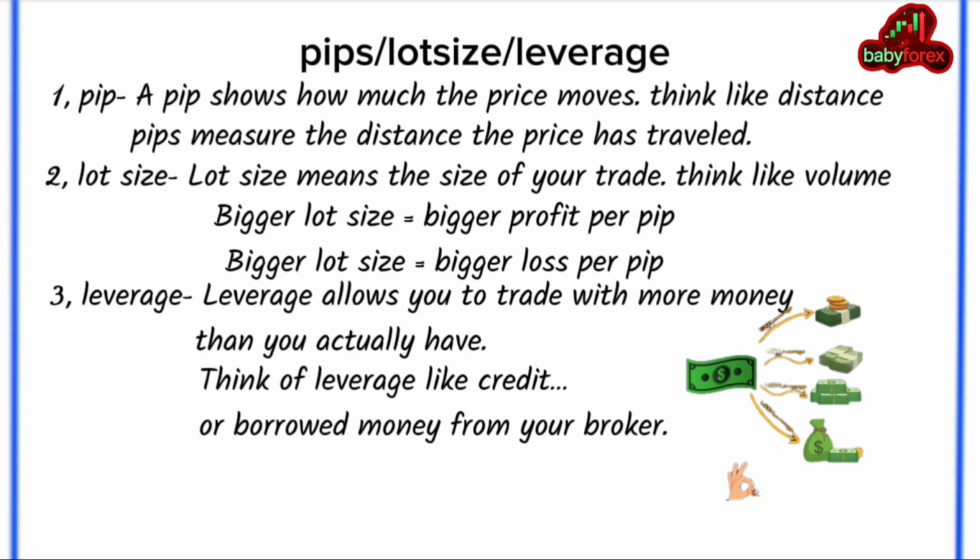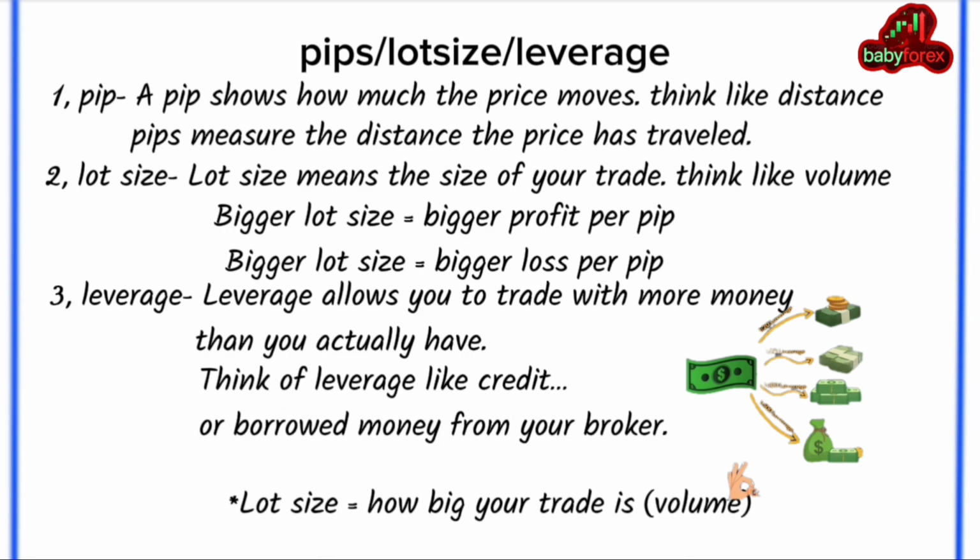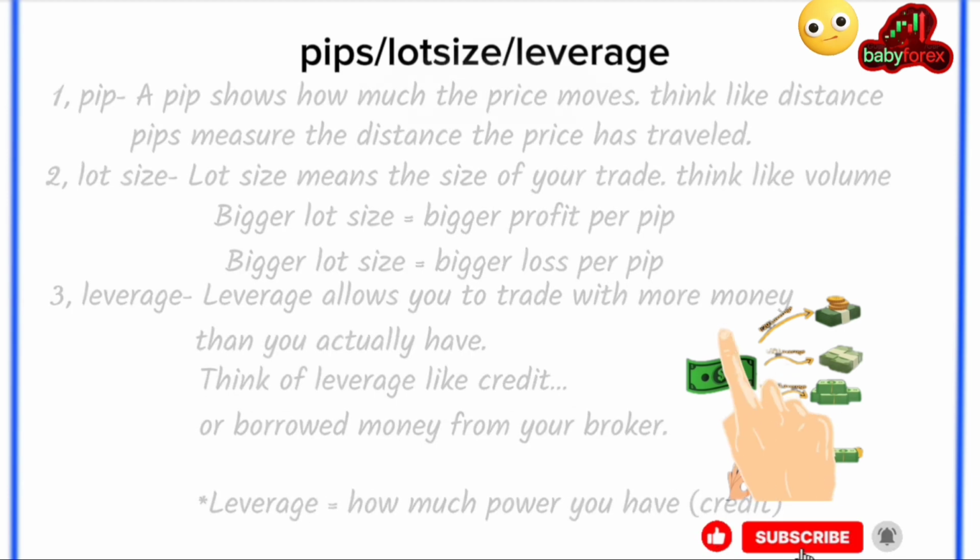Simple example. Let's make it simple. Pips: how far price moves, distance. Lot size: how big your trade is, volume. Leverage: how much power you have, credit. Distance times volume, powered by leverage. That's how profit and loss are created in Forex.